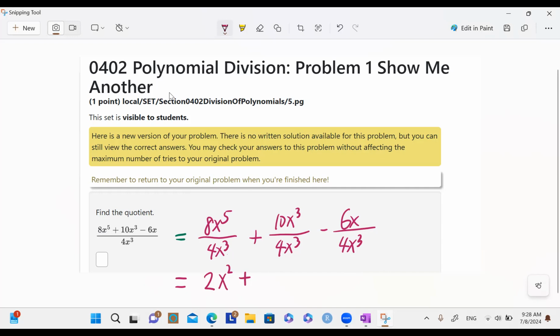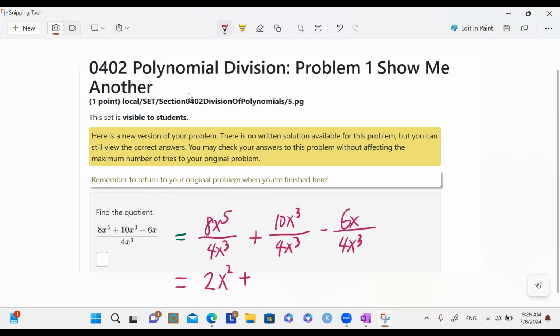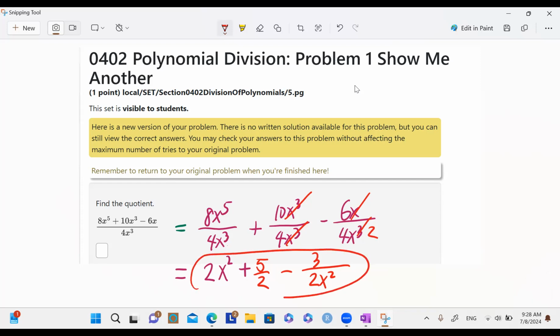Then we just drop the x cubed here, the cube canceled. And then 10 and 4 we can reduce by 2, so it's 5 over 2. And the last term, again, x to x cubed becomes x squared here, so cancel that. Both 6 and 4 you reduce by 2, so 3 over 2x squared. So that's basically how you simplify this. Do you have any questions about this?